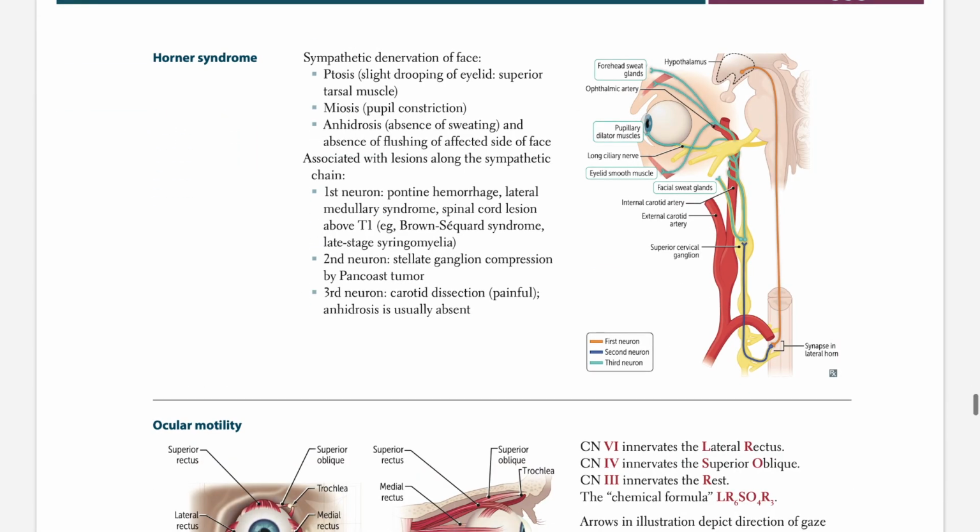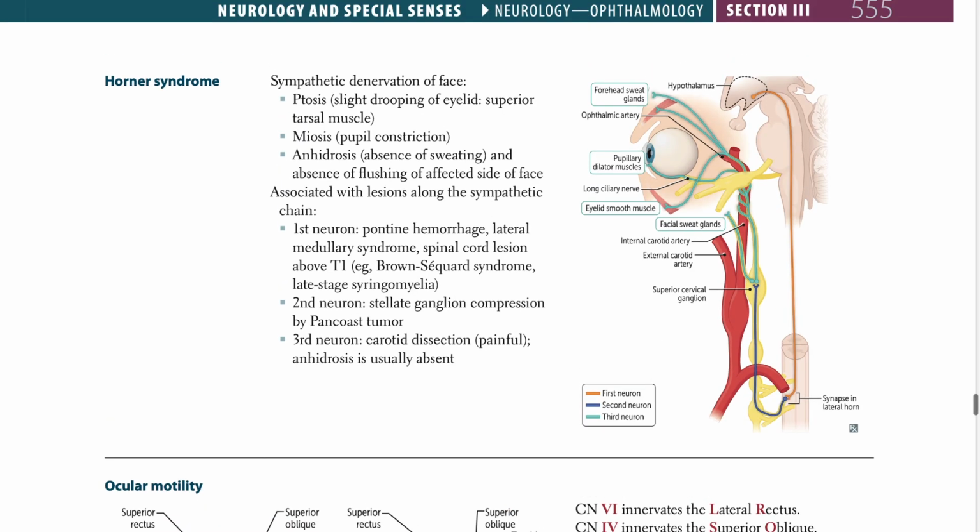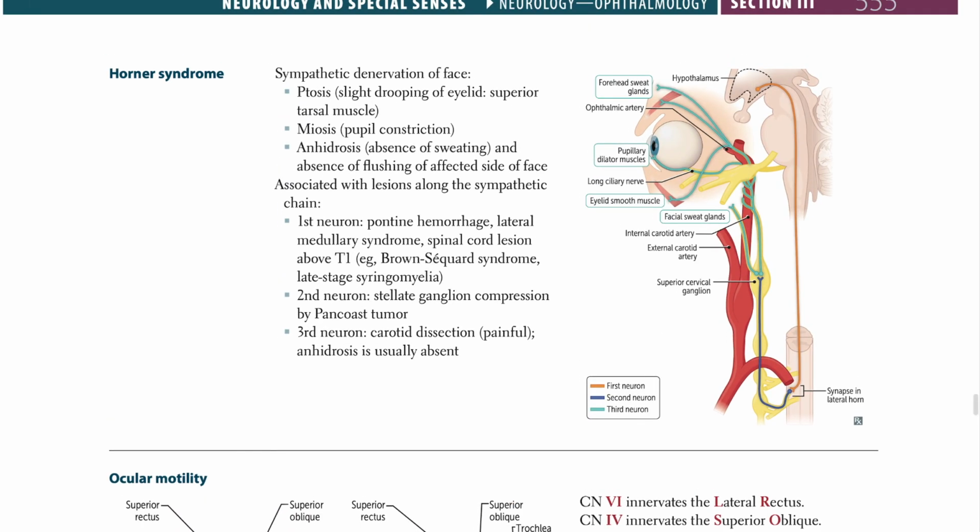Okay, let's move on to the next page, which is Horner syndrome. In Horner syndrome, it's the sympathetic denervation of the face, which will cause ptosis, miosis, and anhidrosis. Try it: ptosis, miosis, and anhidrosis.